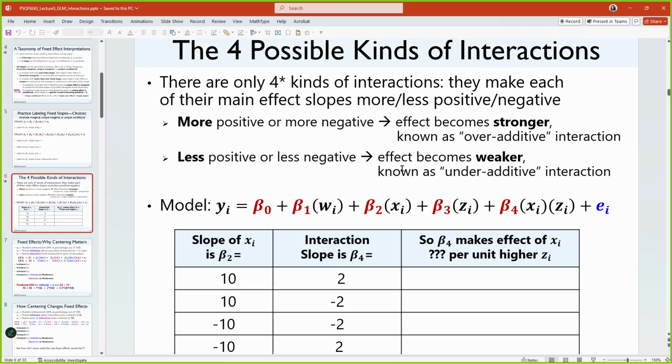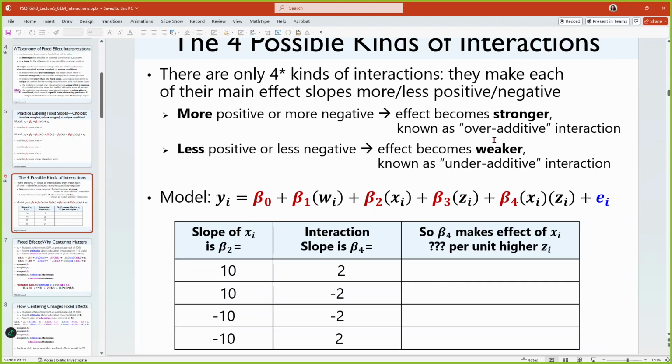There's only 4 kinds of interactions in the world. And actually, you can boil those 4 down into 2. The rest of it is a semantic distinction. The role of an interaction is to take the main effect slopes and make them either more positive or more negative, if the interaction is strengthening the effect of that predictor, or it will take the main effect slopes and make them less negative or less positive if it is weakening the effect.